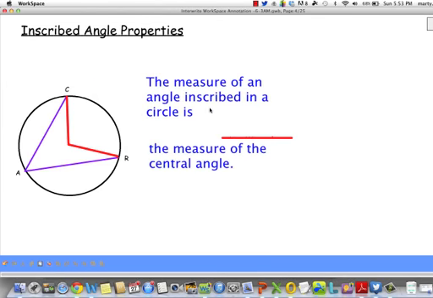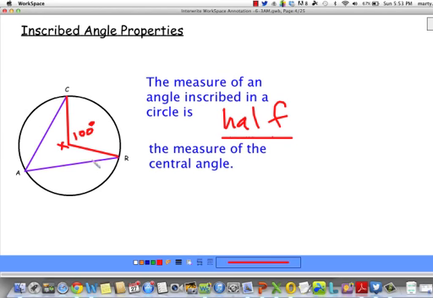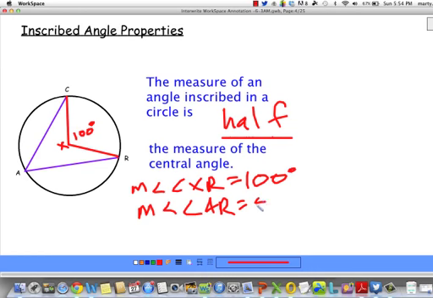First definition, the measure of an angle inscribed in a circle is blank the measure of the central angle. Remember this, if we call this circle, let's call it circle X, CXR is the central angle, CAR is the inscribed angle. The measure of an inscribed angle in a circle is half the measure of the central angle. Therefore, if this is 100 degrees, the measure of angle CXR equals 100 degrees. Therefore, because of this property, the measure of angle CAR is equal to 50 degrees. This would be 50 degrees.